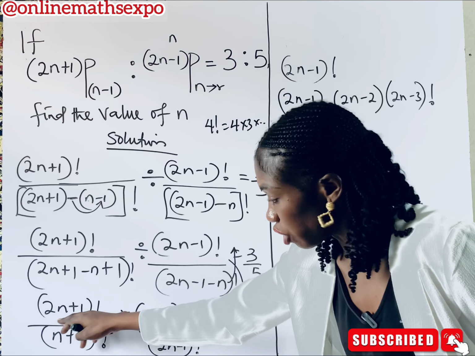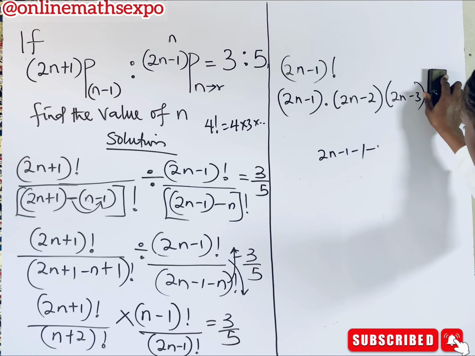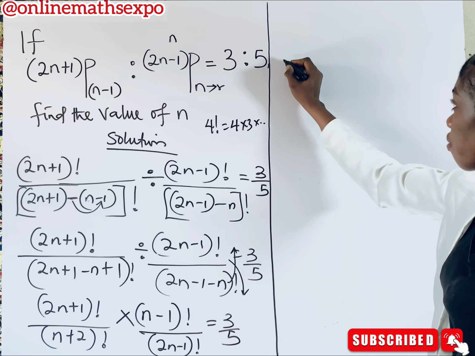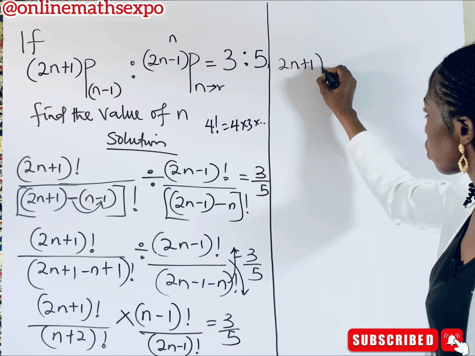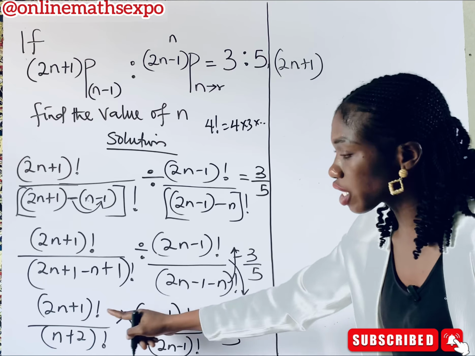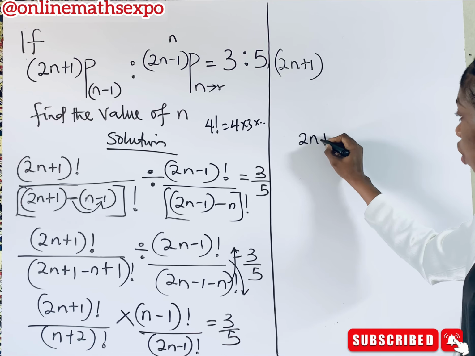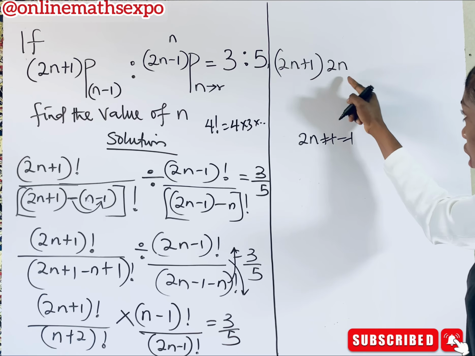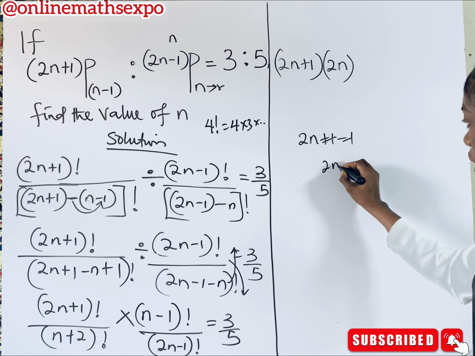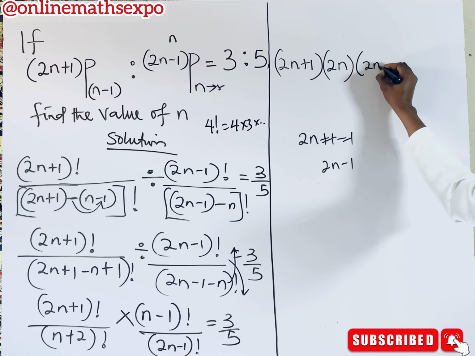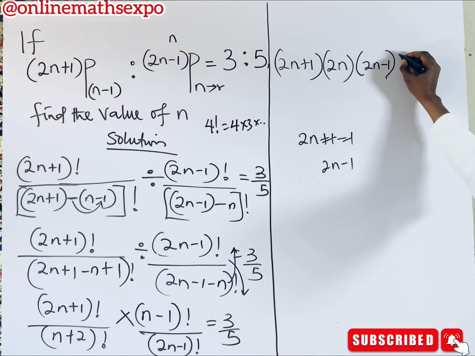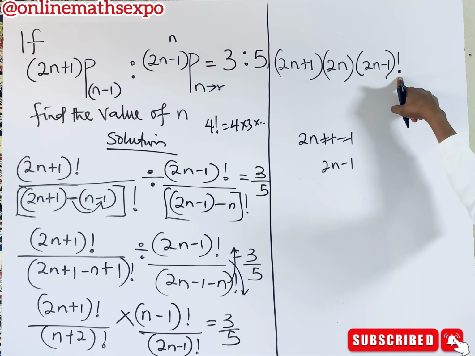So let's try the numerator, okay? So we cancel this. Let's try the numerator. For the numerator, what we have there is 2n plus 1. That's the first value. Decreased by 1, we have 2n plus 1 minus 1, and this we cancel, we have 2n. Decrease this 2n again by 1, we have 2n minus 1. You see, we've gotten something like this. So we are going to return the factorial symbol because we didn't stop at 1, like I told you, okay?